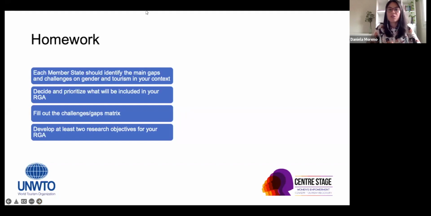Then you have to decide and prioritize what will be included in your rapid gender assessment. Then you have to fill out the challenges and gaps matrix, the one that you saw just now. And then you have to develop at least 2 research objectives for your rapid gender assessment. So this is the homework.